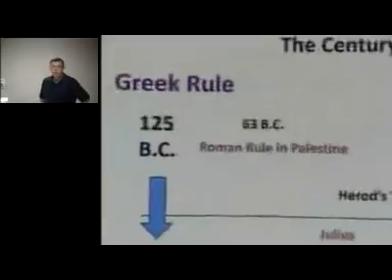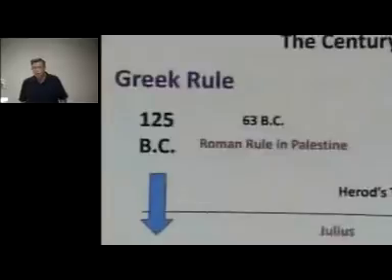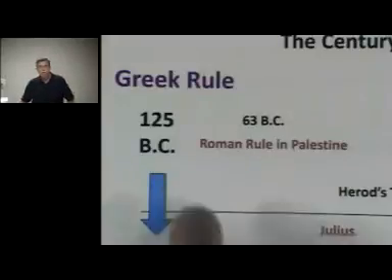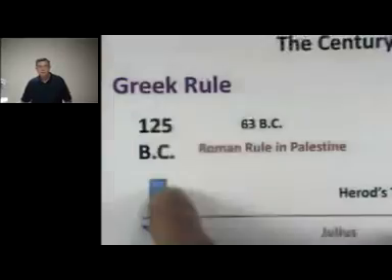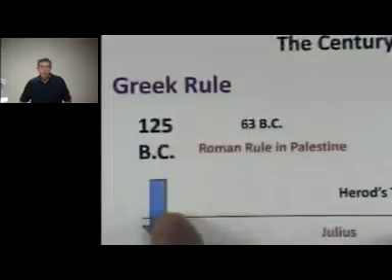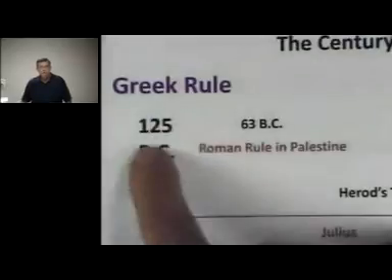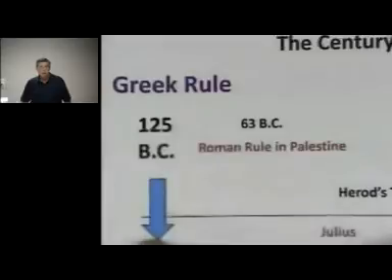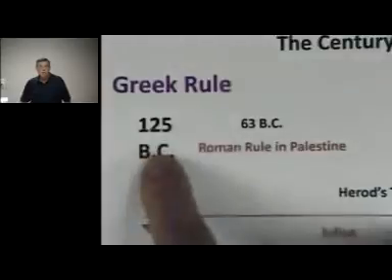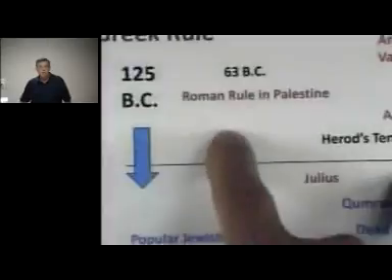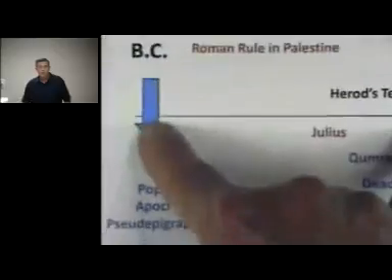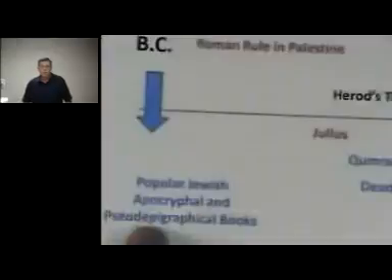And these two charts kind of go in your notebook, and they'll give you kind of a context to put the Bible in. Greek rule was going on back at this time, 125 years BC. Alexander the Great and the Greeks were still ruling. The Ptolemies and the Seleucids, the Grecian kings, were ruling. And it was during this time of the Greek rule, and I couldn't go further back in this chart, that most of the popular Jewish apocryphal and pseudepigraphical books were written.